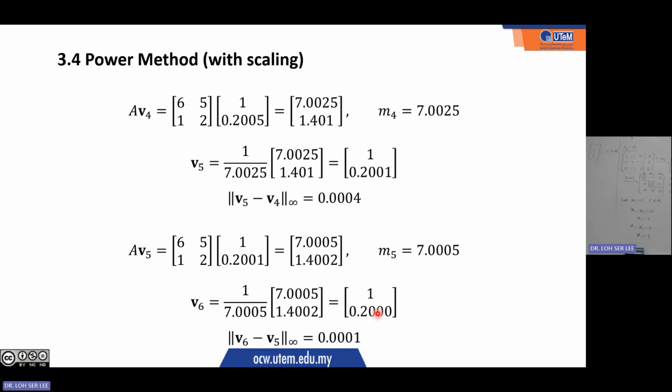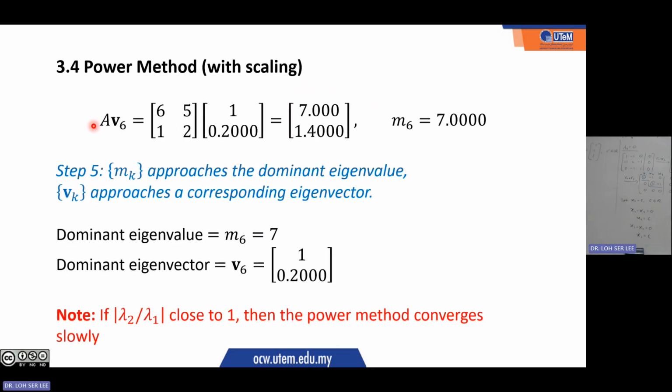And your eigenvalue is given by M. But this is V6, right? The sixth iteration. This is only M5. So to get the M6, that means we have to compute for AV6, right? So we compute the AV6 and get the M6. That's why your dominant eigenvalue is M6, and your dominant eigenvector is V6.